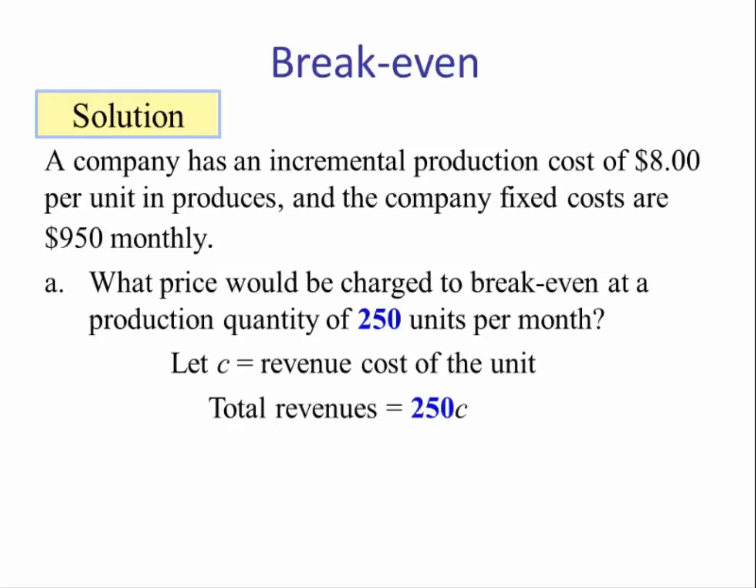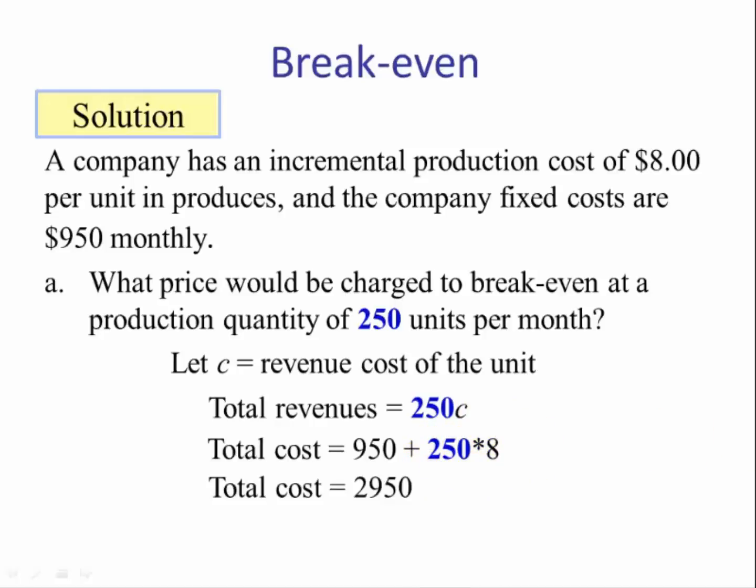So the total revenues will be the number of items, which we know is 250, times what we're going to sell it for, which is C. The total cost will be our fixed cost, which is 950, plus the variable cost, which costs $8 per unit from the problem, and we have 250 units. So the total cost turns out to be $2,950. So if you recall, to find the break-even point, we take the total revenues, which is 250C, and we set that equal to the total cost, which is 2,950.